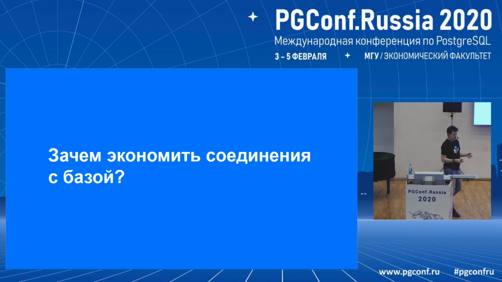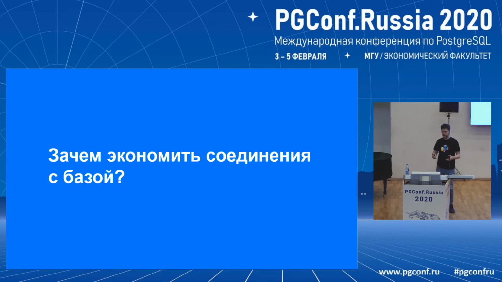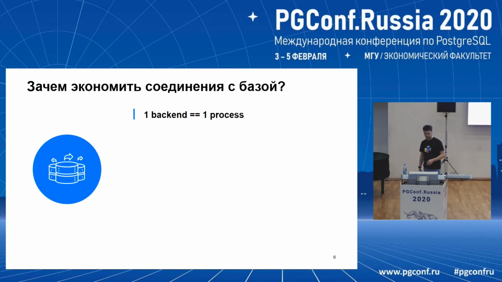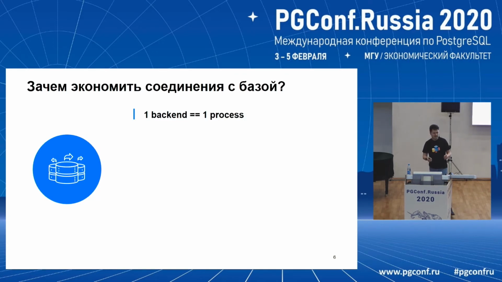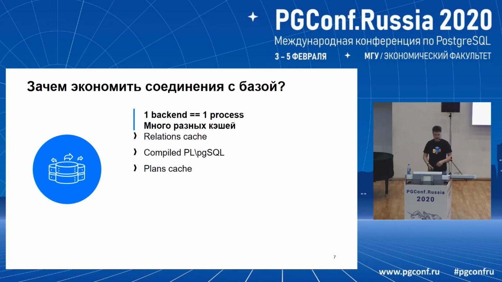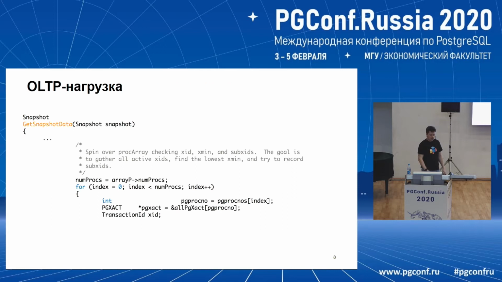Now, why do we need to control the connections with the base? Well, clearly for there to be a lower number of connections. The connections together with the postmaster of Postgres should be as few as possible, because one connection is one backend, is one process that has been forked by the postmaster, and it is on this process that we see various caches hang that are optimally to be maintained and to not be doubled up.